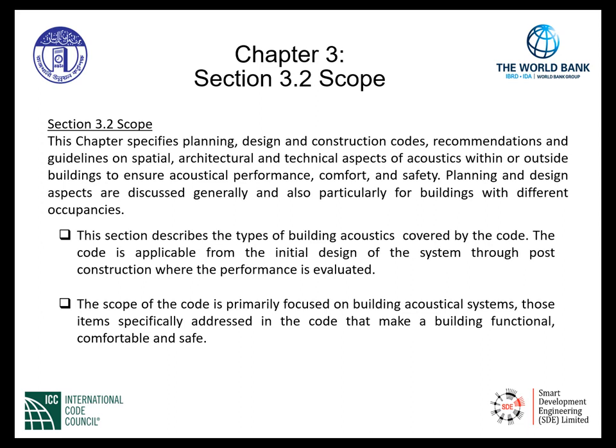Section 3.2, Scope. This chapter specifies planning, design, and construction codes, recommendations and guidelines on spatial, architectural, and technical aspects of acoustics within or outside buildings to ensure acoustical performance, comfort, and safety. Planning and design aspects are discussed generally and also particularly for buildings with different occupancies. This section describes the types of building acoustics covered by the code. The code is applicable from the initial design of the system through post-construction where performance is evaluated. Additionally, the scope of the code is primarily focused on building acoustical systems. Those items specifically addressed in the code that make a building functional, comfortable, and safe.